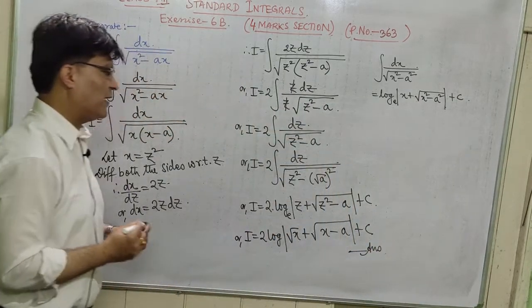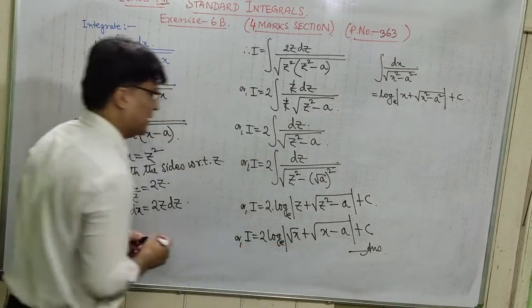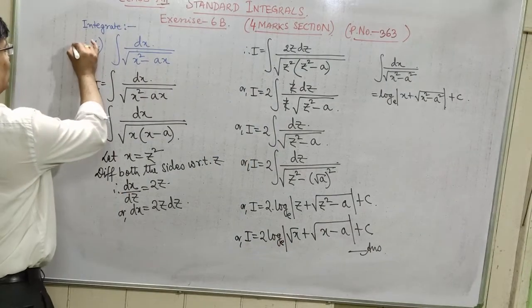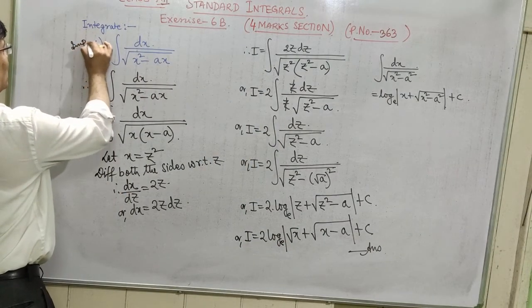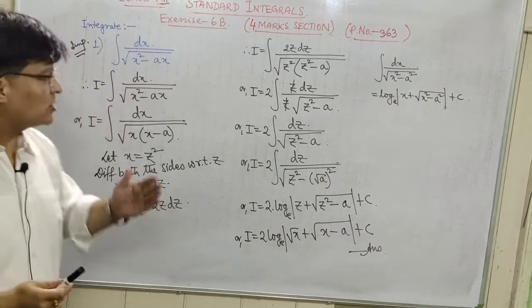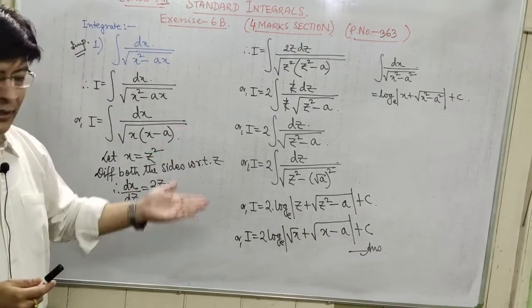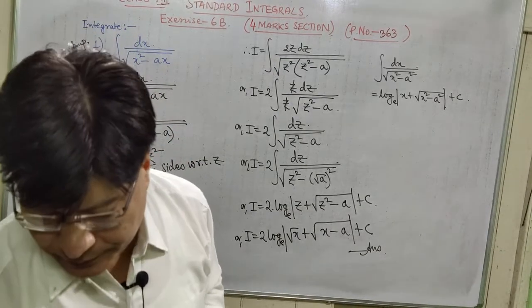So this is the final answer. And here what is the base? The base is e. So this question is very, very important. So you can mark it. So I think you have understood the method for doing this question number 1. Okay. So you can copy it. Now we'll do the next question.